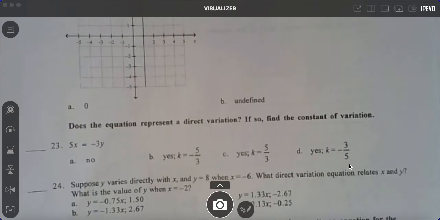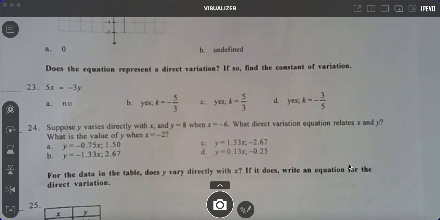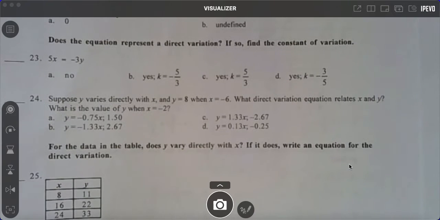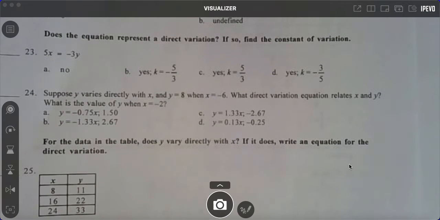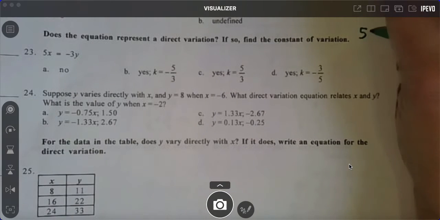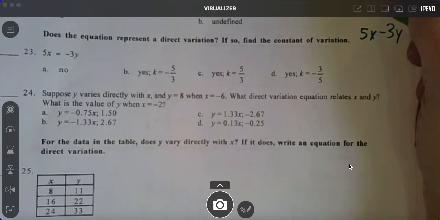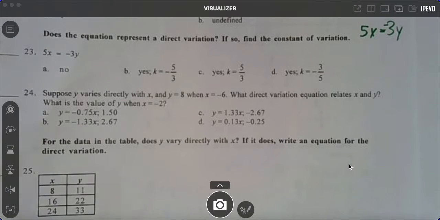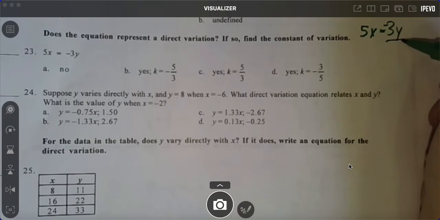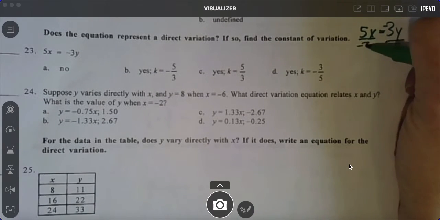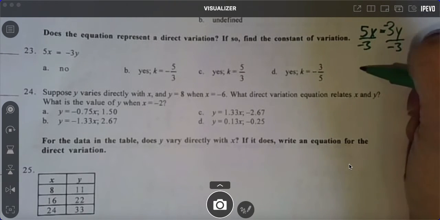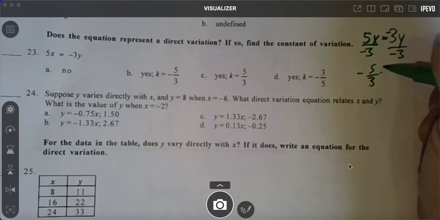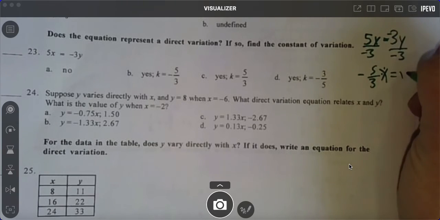Number 23, this is the little direct variation. I think these 3 are. On number 23, if I solve for y, is it just a number times x? So if I have 5x equals negative 3y, how do you solve for y? I would divide by negative 3. Remember, as long as you're not adding or subtracting to it, then it's going to be direct variation. So negative 5/3 x equals y.